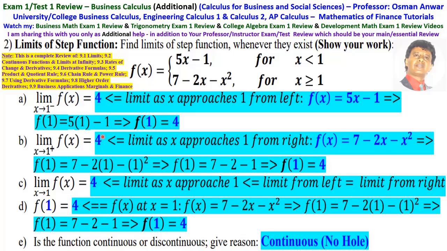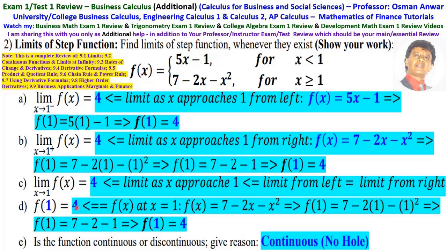Okay, now from the left it is 4, from the right it is 4. That means the limit from the right is equal to the limit from the left. That means the limit exists and it is 4.